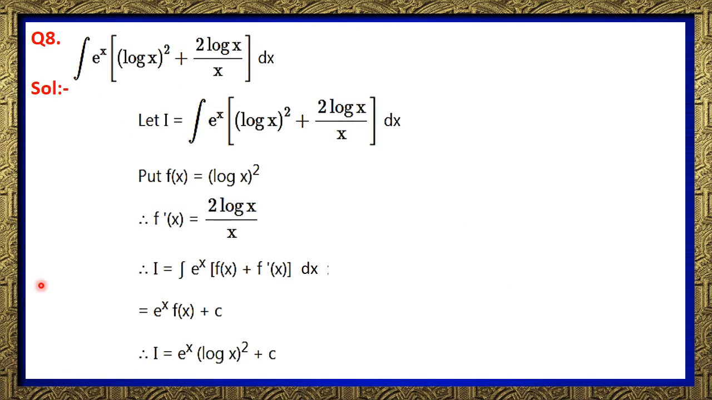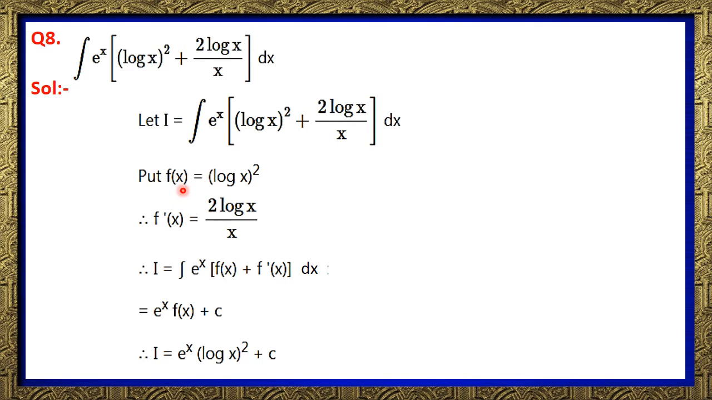Question number 8. Integral e raised to x into log x the whole square plus 2 log x upon x dx. Let I is equal to integral e raised to x into log x the whole square plus 2 log x upon x dx. Now, this log x the whole square is a composite function because in place of x we have log x. So, log x the whole square is a composite function form.